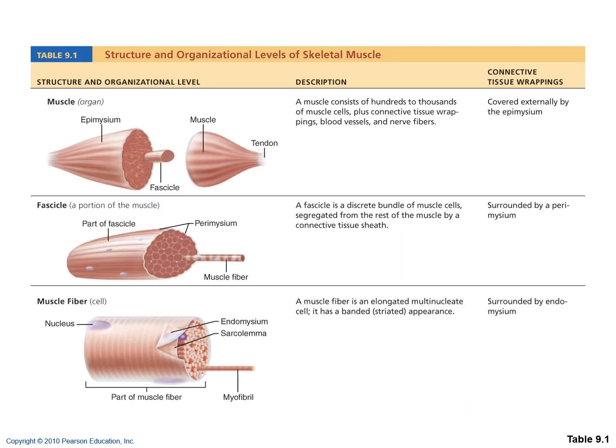Okay, so here's an older figure, but a really good one from Pearson. And it shows the structure and organizational levels of skeletal muscle. So again, it talks about the epimysium being around the entire muscle itself. Okay, and it says right here, a muscle consists of hundreds to thousands of muscle cells. A fascicle is a discrete bundle of muscle cells or muscle fibers. The term muscle cell and muscle fiber can be used interchangeably. And that's surrounded by perimysium. And then each individual muscle cell or muscle fiber has that endomysium around it.